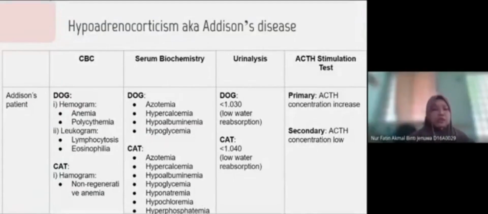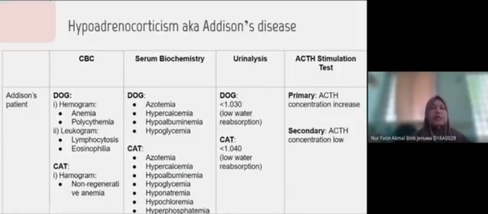Today I will show the results for the patient that has hypoadrenocorticism in dog. From the complete blood count in hemogram, the patient will have anemia and polycythemia. The anemia can happen due to low packed cell volume because the animal will lose fluid via excretion into the urine.